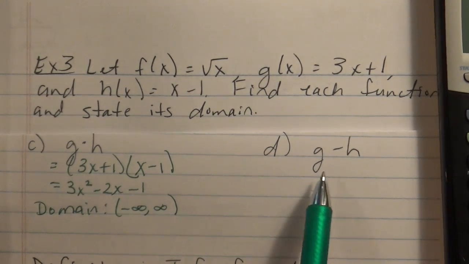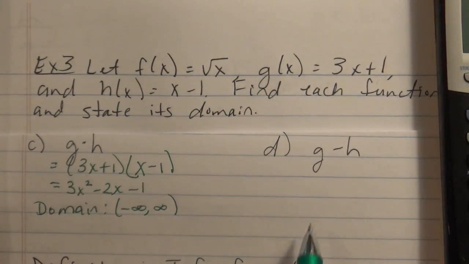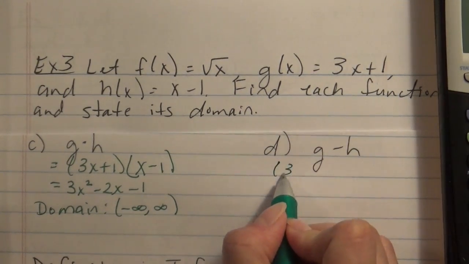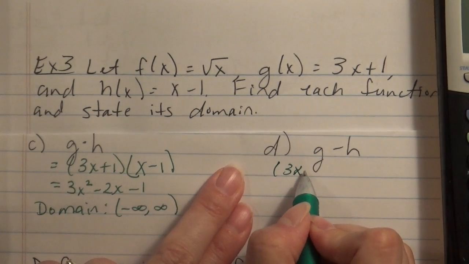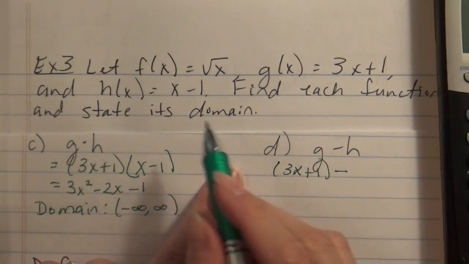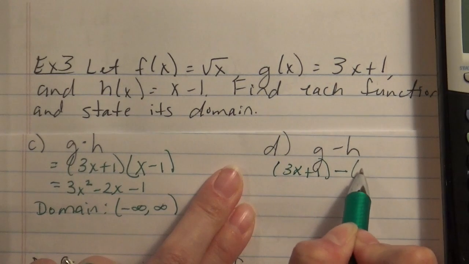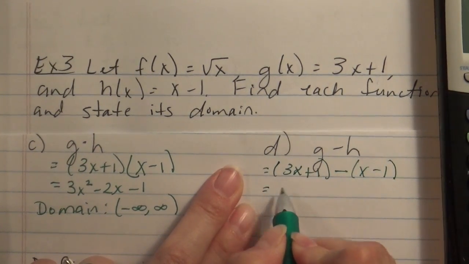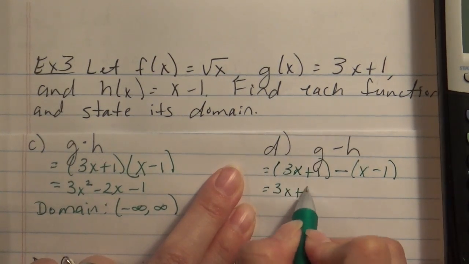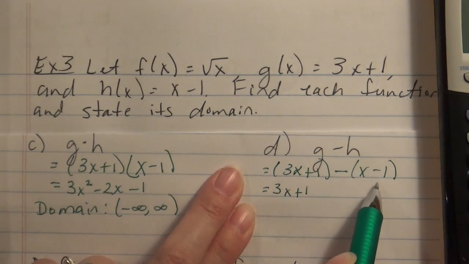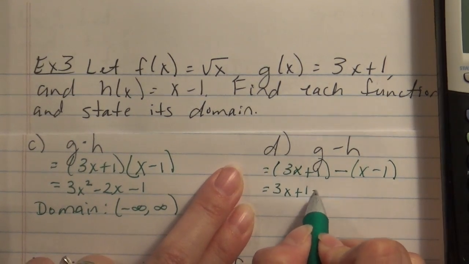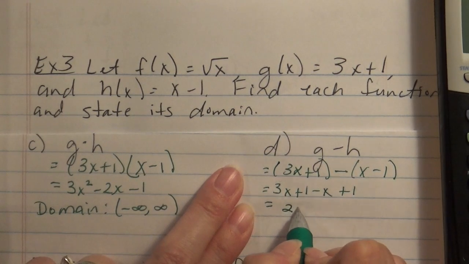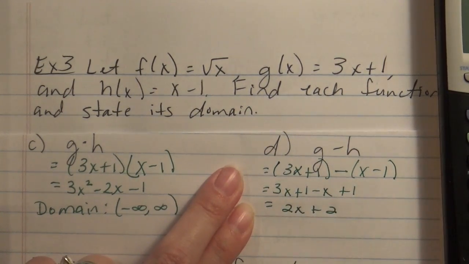For part D, I need to find g minus h. So I need to take the 3x plus 1 from g, and subtract the x minus 1 from h. I can distribute that, 3x plus 1. Make sure you remember to use parentheses when you subtract your binomial. Minus x plus 1, so it gives me 2x plus 2.